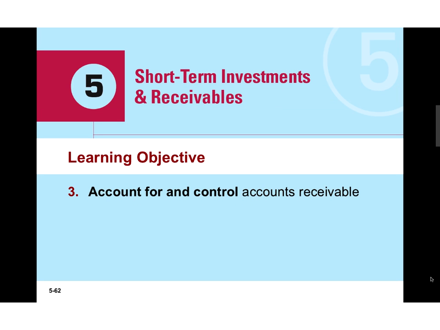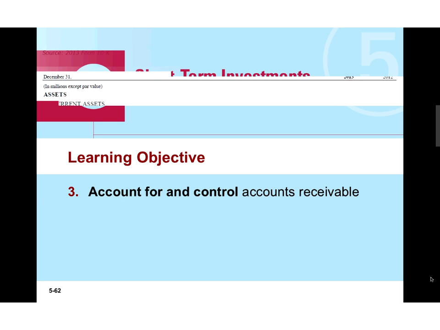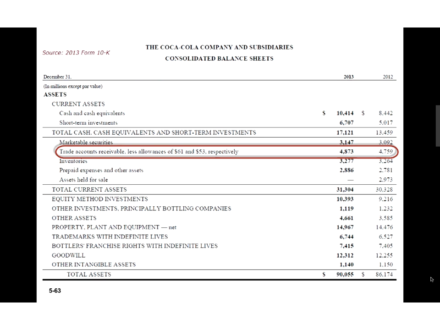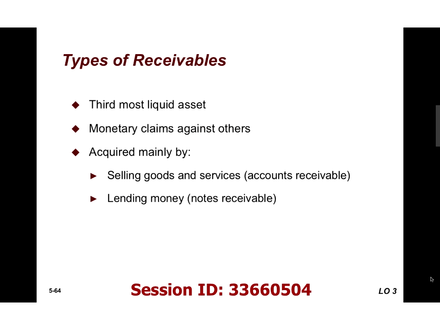Now we're into accounts receivable. Accounts receivable are generated when we sell goods or services to customers. Accounts receivable are going to be down just a little bit below on the balance sheet. They're still current assets. They're down below cash and below short-term investments. So typically, receivables in general are the third most liquid asset. They're monetary claims against others.